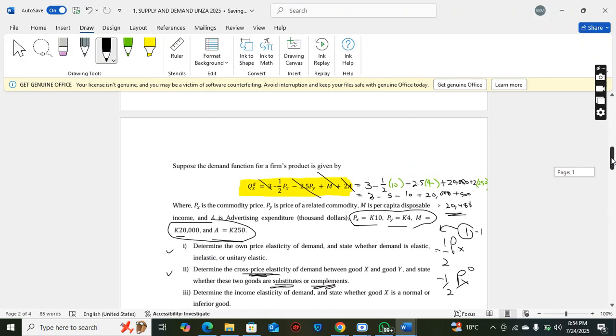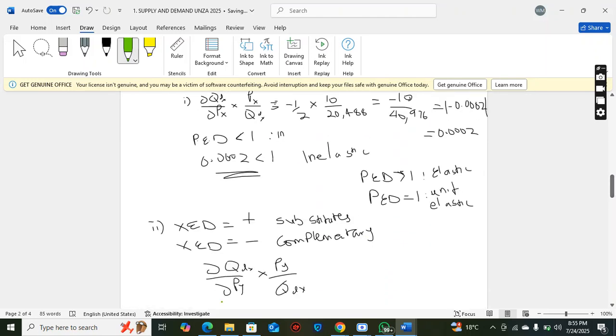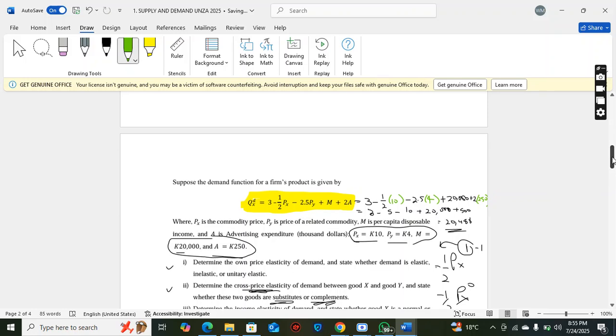So let us derive first. Again, we come to our demand function here. Let me highlight it in yellow. This is our demand function. We are now deriving it with respect to Py. Have you seen? There's a Py under here. So if a number doesn't have a Py attached to it, it goes. This 3 goes. This negative half Px goes. This m goes. This 2a goes. Because they do not have a Py.